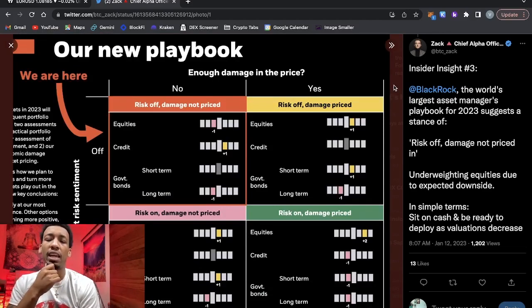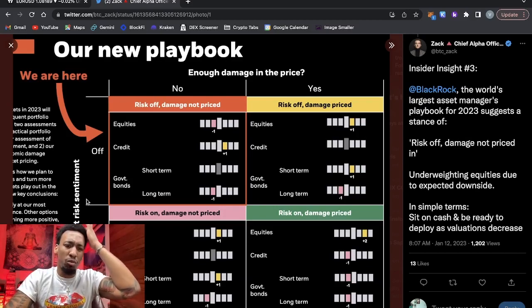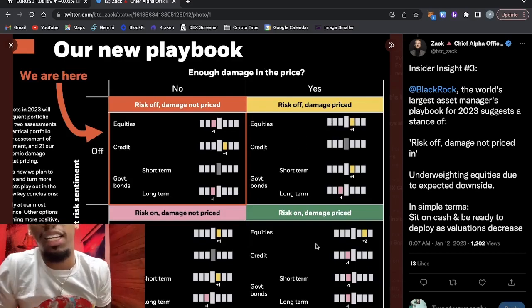They are in a risk off, damage not priced in. So they have the market sentiment, which is risk on, risk off. They're risk off. And then they have damage being priced in and damage not being priced in. They don't think it has, and I don't think it has either.